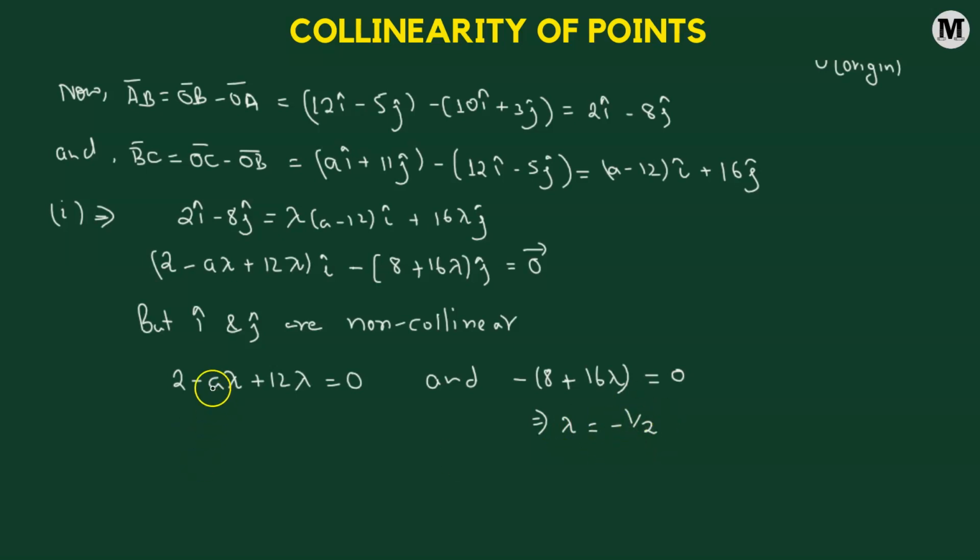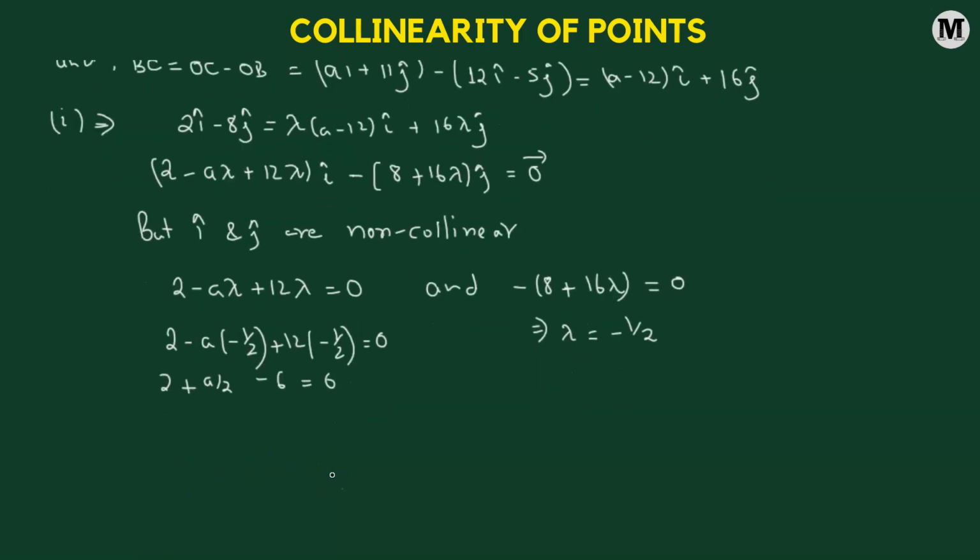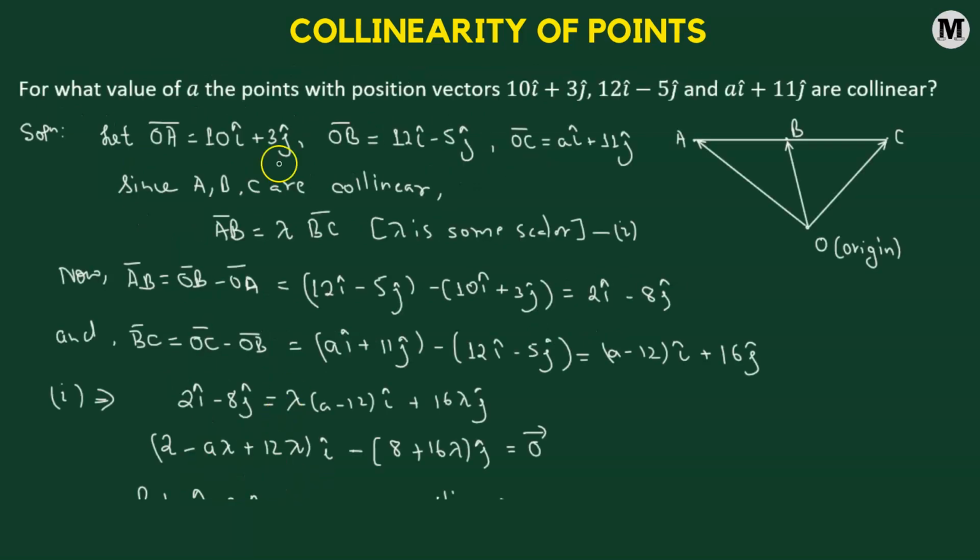We're going to use this value to find A. So we have 2 minus A multiplied by negative half plus 12 times negative half equals 0. That gives us 2 plus A over 2 minus 6 equals 0. Now we have A over 2 equals 4. So the value of A comes out to be 8. We have obtained the final value. That means the value of A is going to be 8, such that the 3 points with the position vectors as given here are collinear.